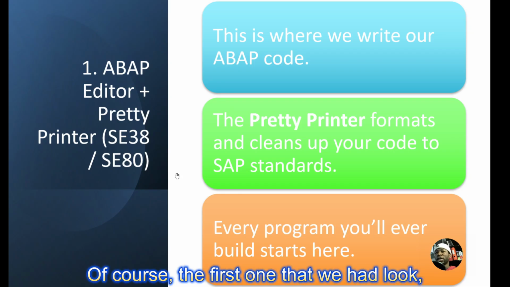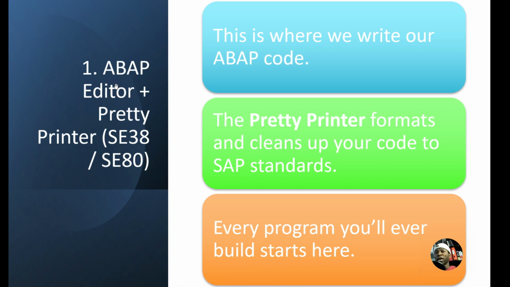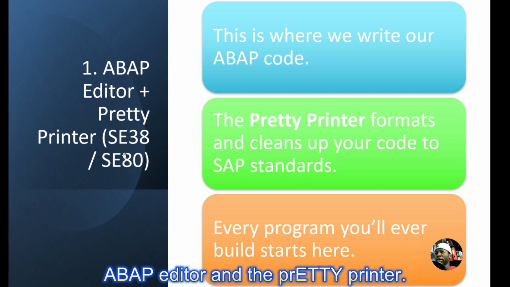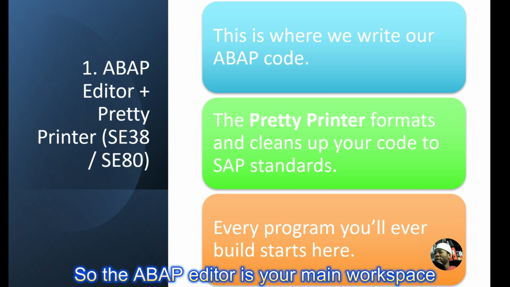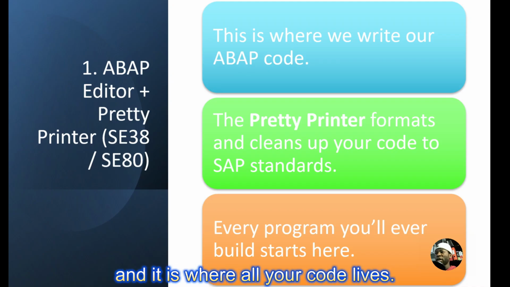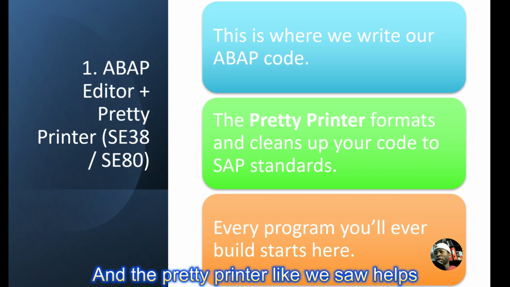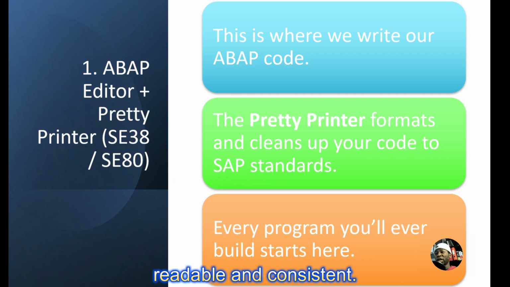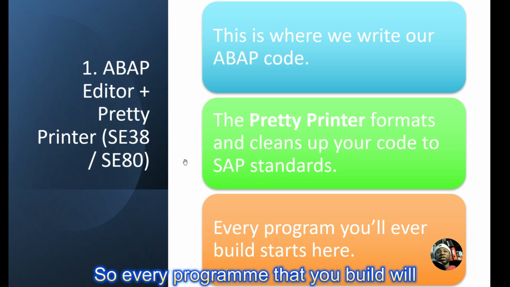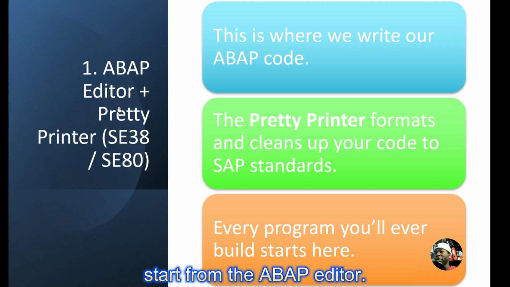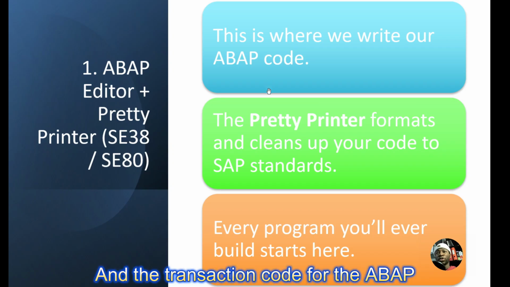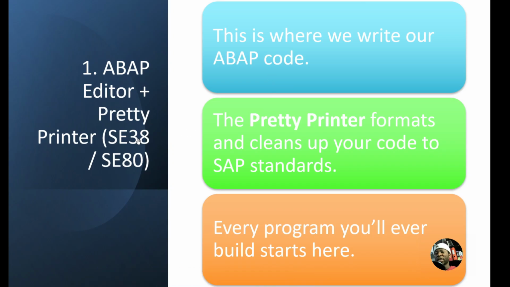Of course, the first one that we had a look at is the ABAP Editor and the printer. So the ABAP Editor is your main workspace and it is where all your code lives, and the printer, like we saw, helps you to keep everything readable and consistent. So every program that you build will start from the ABAP Editor, and the transaction code for the ABAP Editor is SE38. So let me open that.